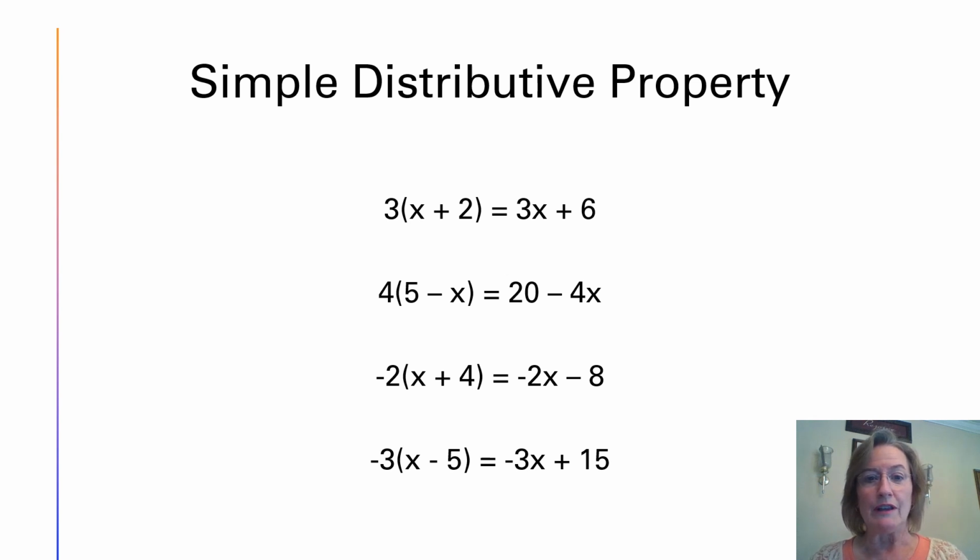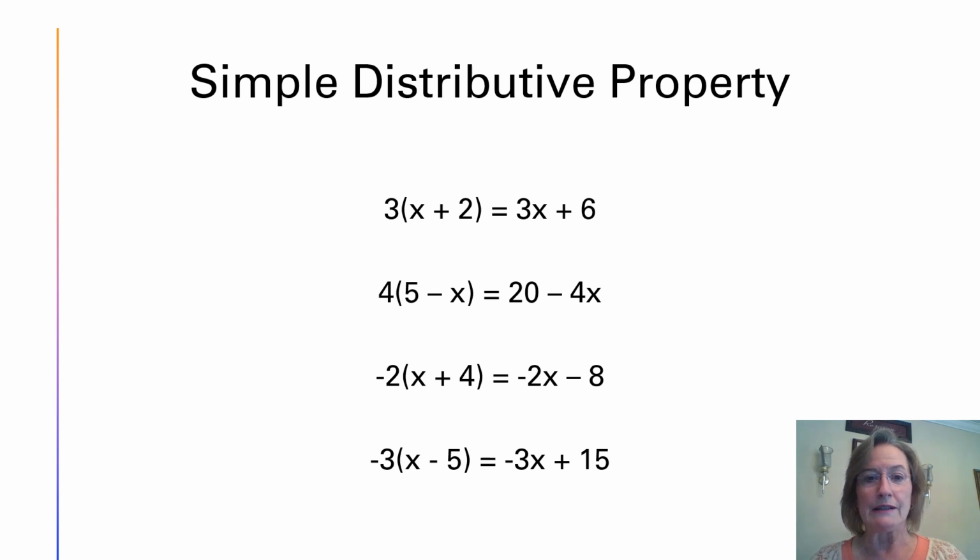This is the expression that we'll be taking, 3 times the quantity x plus 2. You're going to take 3 times every number that's inside of the parentheses. That's what the distributive property does. So you're going to take 3 times x, that gives you 3x. You're going to take 3 times 2, and that gives you 6. Now that's just a simple example.